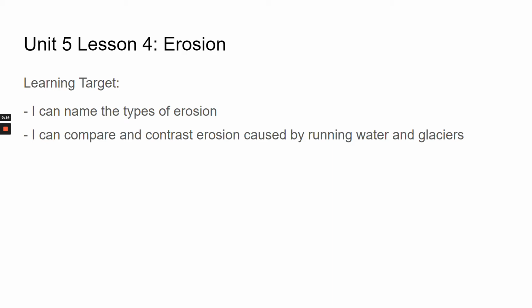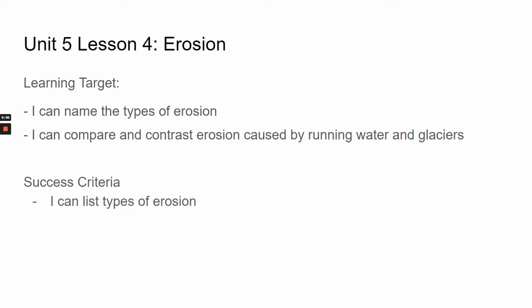In this lesson, I will be reviewing 4 different types of things that can cause erosion, so we want to be able to give a name to them, and then we also want to think about the way that running water and glaciers cause erosion and how they're different and also how they're similar.